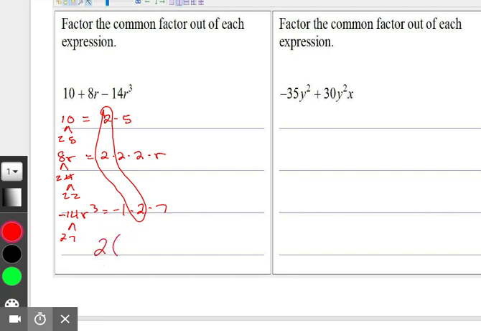And then I look at what's left. For the 10, I have a 5. The 8r, the middle one, 2 times 2 times r, that would be positive 4r. And then the last one would be negative 7. And that would be my factored form.